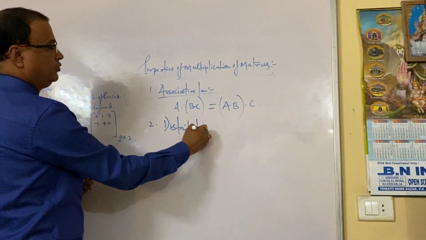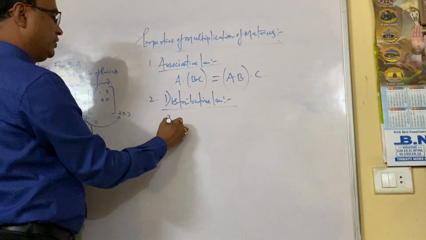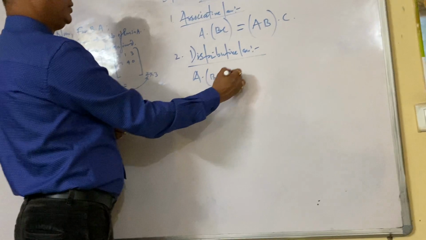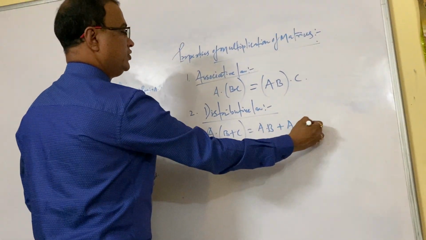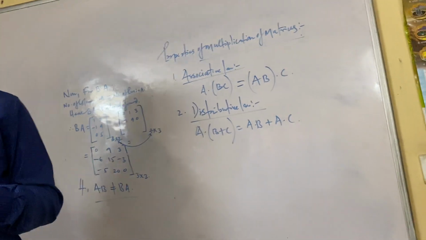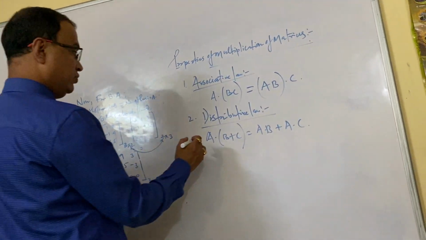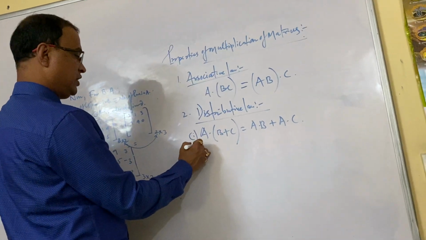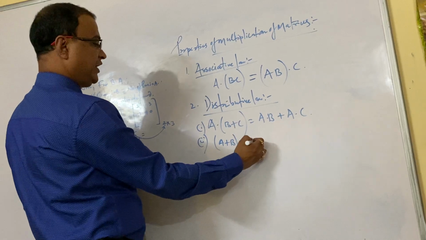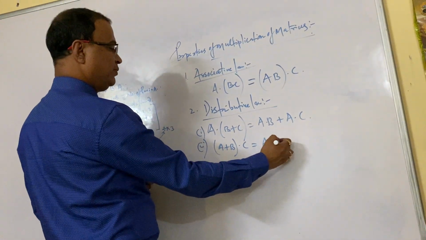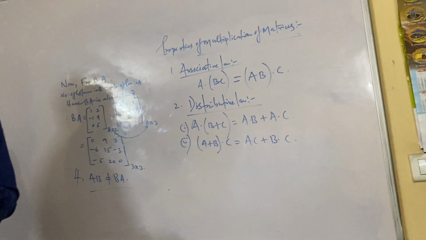In the case of distributive law, in the same way, A into B plus C is equal to A into B plus A into C. Or it can go this way also: A plus B, first we are adding two matrices, multiplying by C, so AC plus BC. So this is called distributive law.